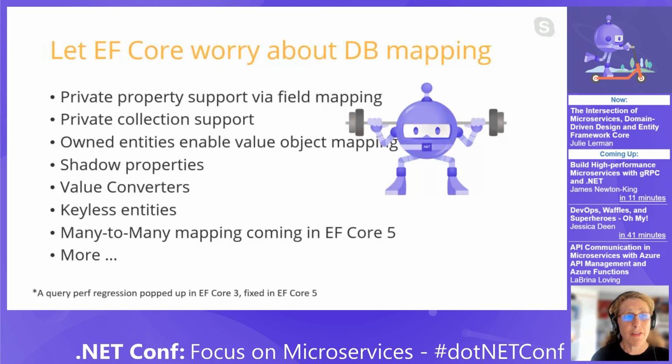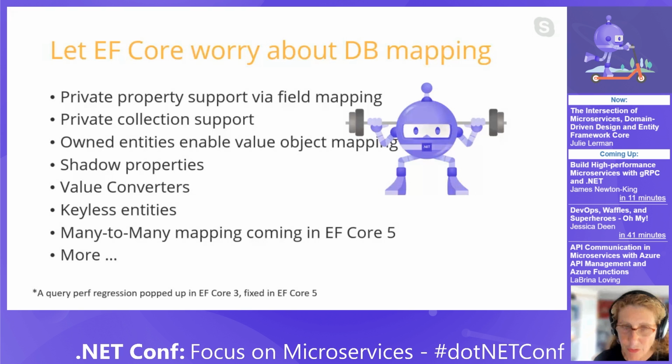So we've got private field or private property support, we've got field mappings, we've got support for encapsulated collections, we've got a feature called owned entities, which lets us map value objects. We've got shadow properties, which are great for keeping track of kind of audit data that you don't want in your domain model. We've got value converters, so you can use .NET types, and they know how to persist the data. Keyless entities, new. And also, for those of you who have been waiting and waiting for many-to-many mappings, we're going to be getting them in EF Core 5. Up until now in EF Core, we've had to do those explicitly.